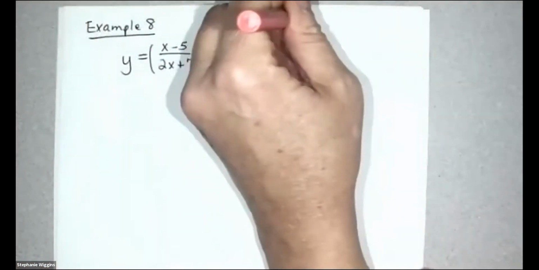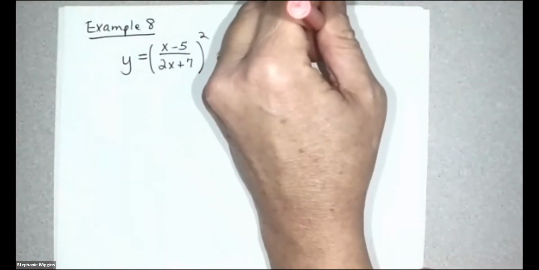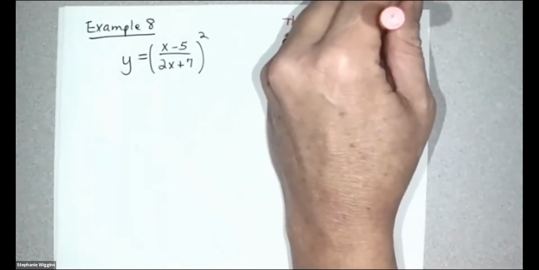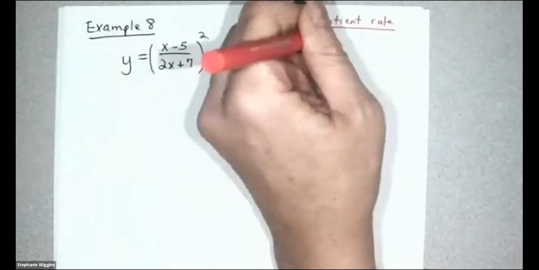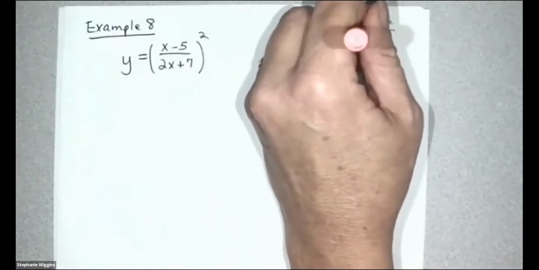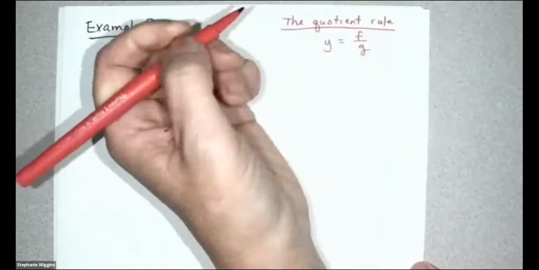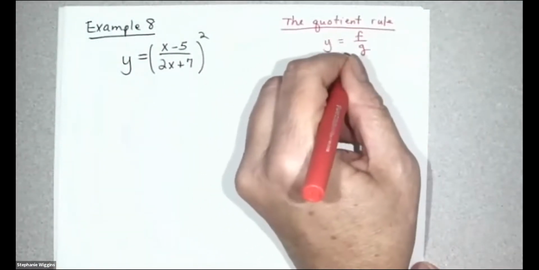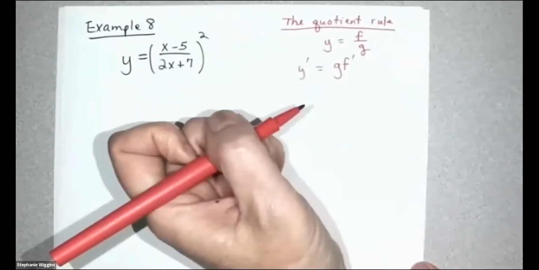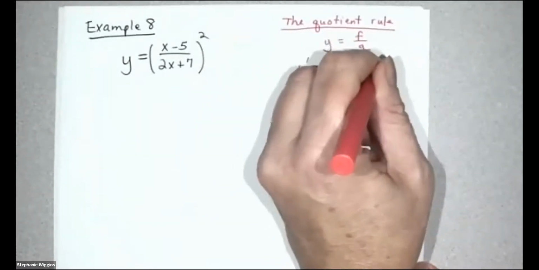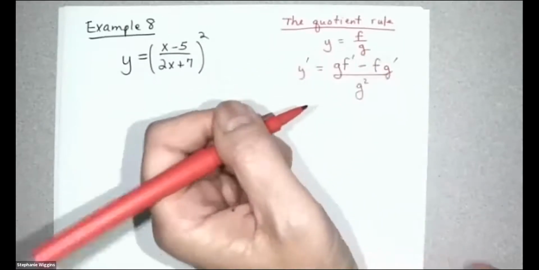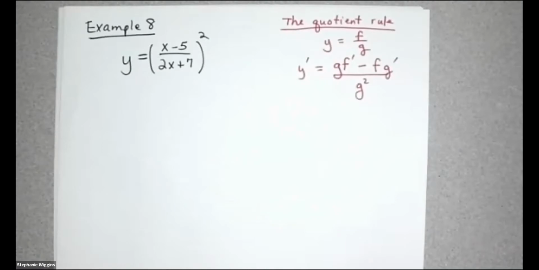So to remind you, if you have a function y equals f over g, then the derivative y prime is the bottom function times the derivative of the top minus the top function times the derivative of the bottom, and then over the bottom function squared. Okay? That's the quotient rule.